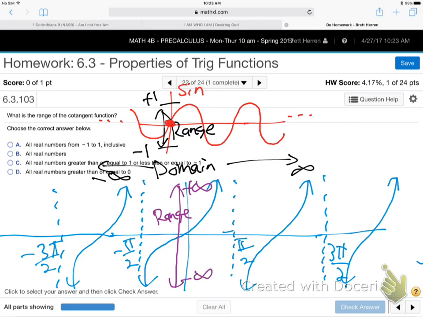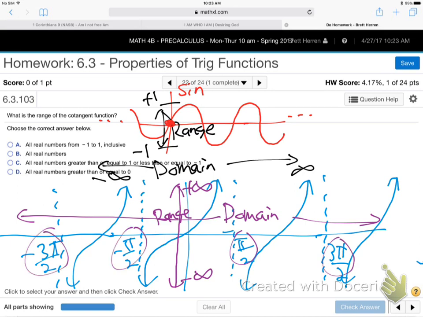What's his domain? Well, he goes to the right and the left forever, except he has π/2, so not π/2, not 3π/2, not minus π/2, not minus 3π/2, etc. So he has forever, but he has certain spots that he's undefined at.